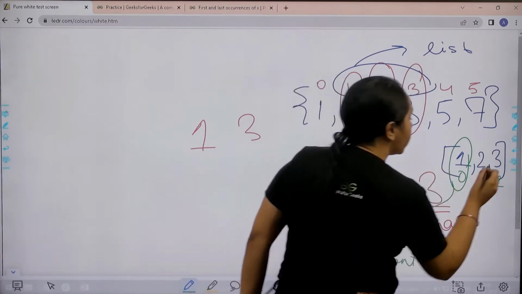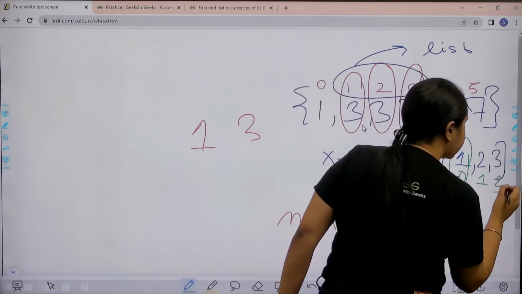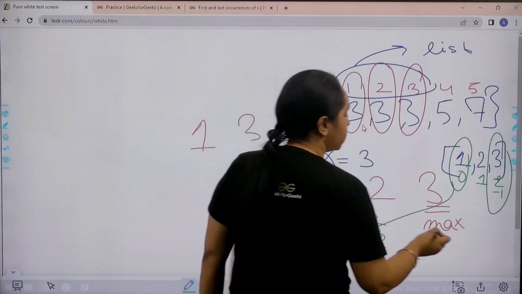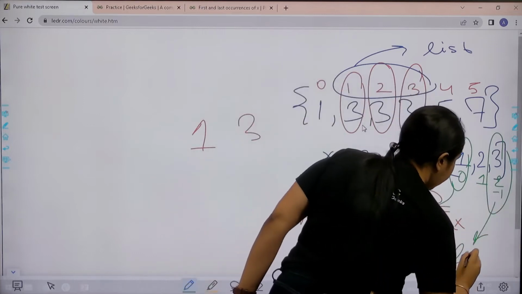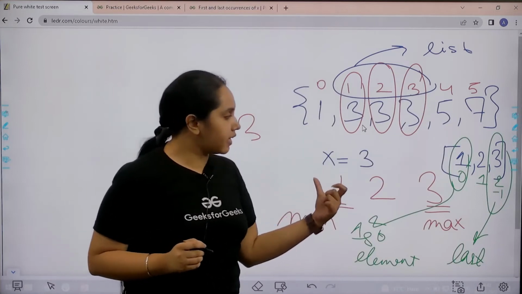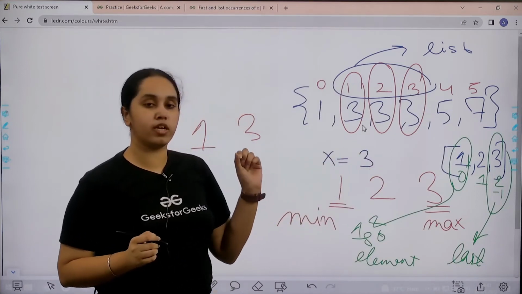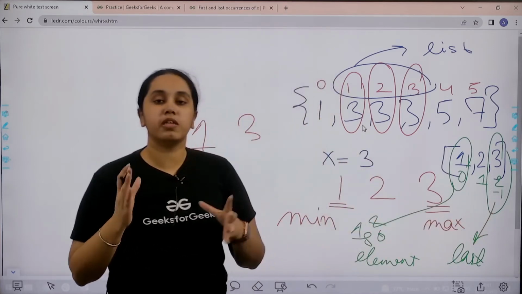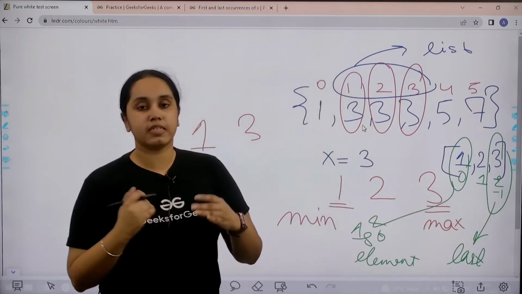And over here, 3 is also at minus 1, if I see from the reverse positions. So, this is the last element. So, I would append these indexes in a list and in the list, I would refer to the index positions 0 and minus 1. I hope the question and the concept to solve it is clear to you.